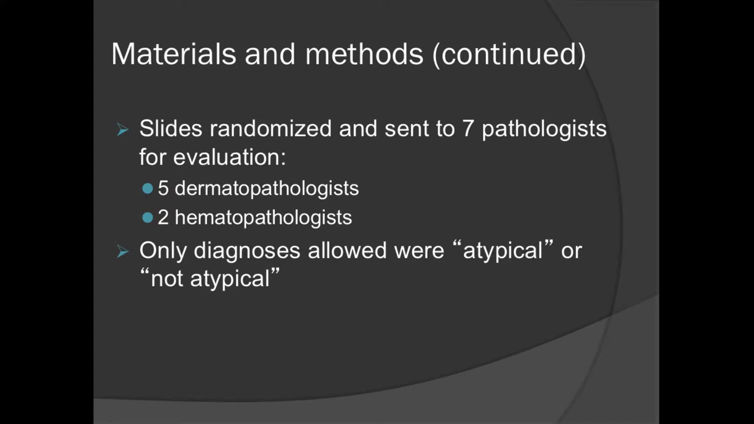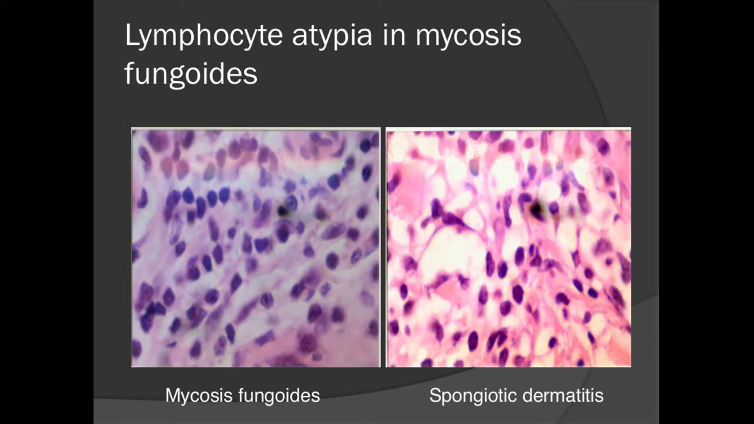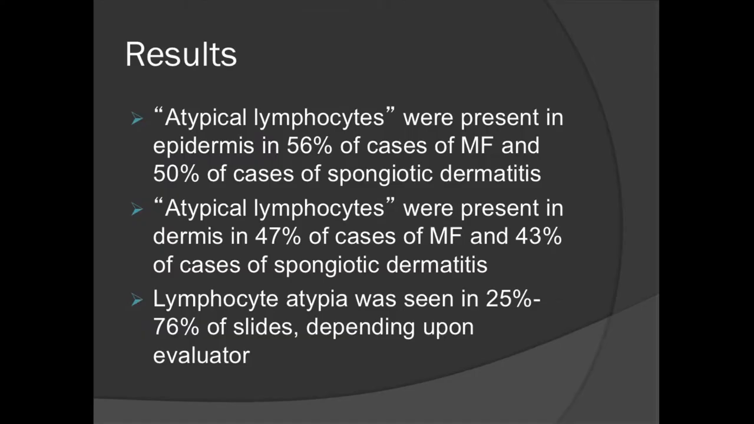Just tell me, atypia, not atypia. Nothing else, just atypical or not atypical. I don't want somewhere in the middle. It either is or it isn't. And this was one such case taken from an MF1, and this is one from a spongiotic dermatitis one. That's what they got to look at. No architecture. We're talking about cytologic atypia. Is it there or isn't it? Guess what we found?